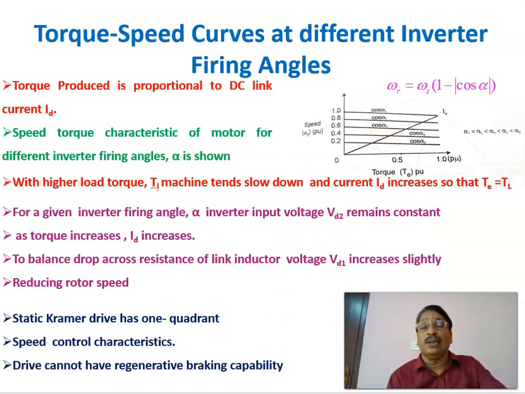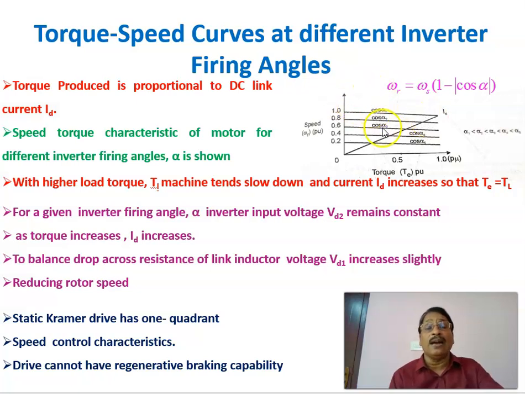Now I'm going to explain the torque speed characteristics for different firing angles. I already explained this in the previous slide. Same thing only here: torque versus speed for a given firing angle. Therefore, for a given firing angle, as torque increases, speed is slightly getting down. The reason I shall explain later. And here, it is almost like a separately excited DC motor. As torque increases, speed is slightly reducing.